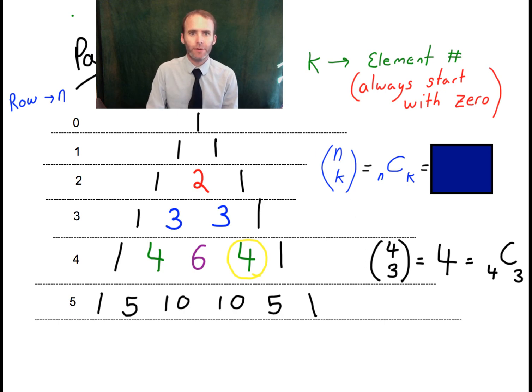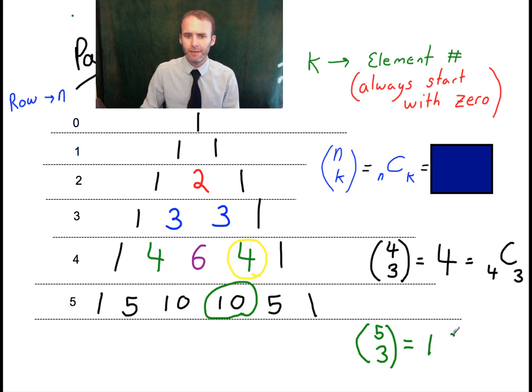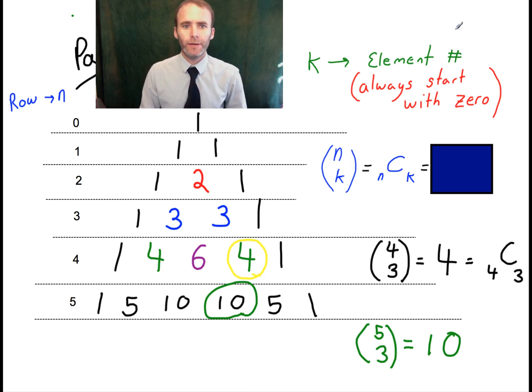So let's do one more example. We'll do this one in green. Let's say that I want to find out what the element in the 5th row and 3rd element is equal to. So let's come down here and we'll go 0, 1, 2, 3, 4, 5, and I'm going to go over 0, 1, 2, 3. So this 3rd element is 10. Okay, let's look at how we apply Pascal's triangle to use the binomial theorem.